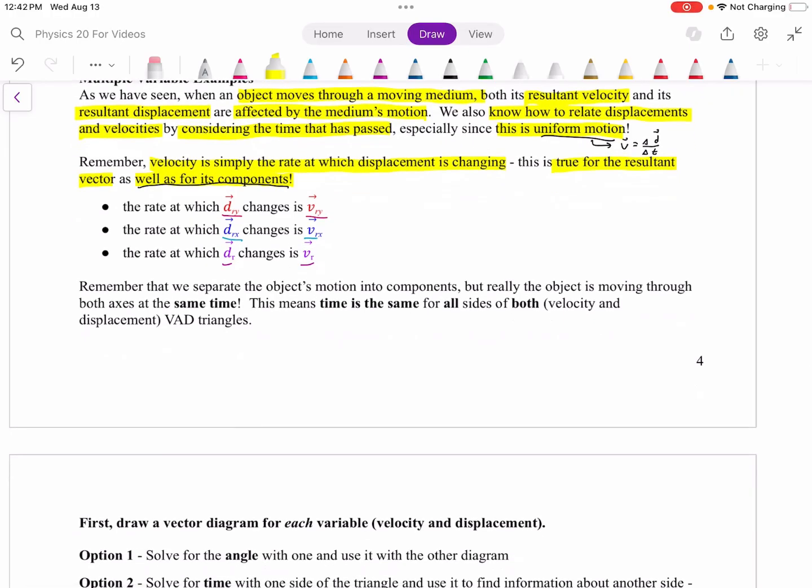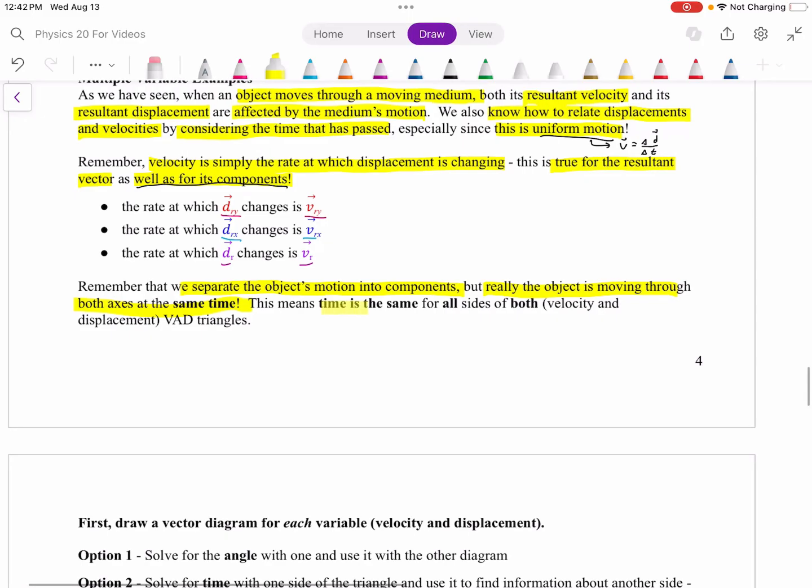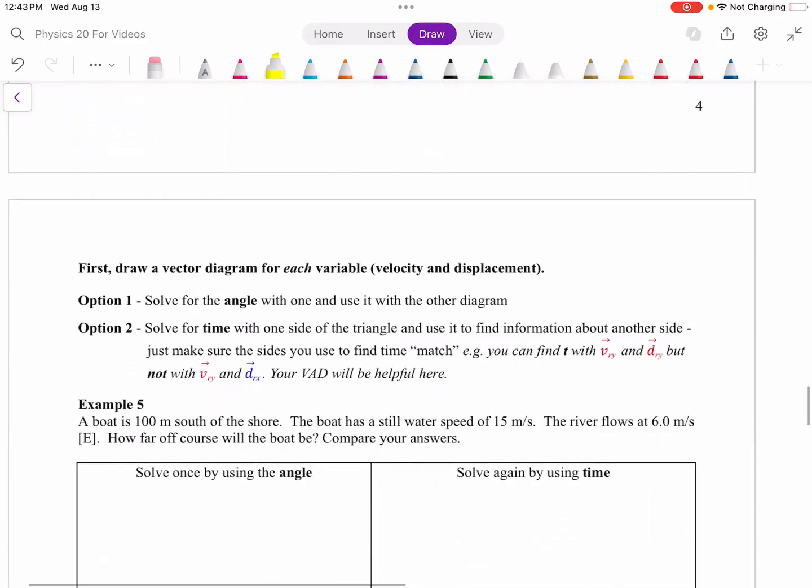And the key thing to recognize here is that, yes, we're separating the object's motion into its components, but really the object is moving through both axes at the same time. It's not like the boat actually split into two separate boats and somehow took a different amount of time to go downstream than to get across in that example we were just looking at, right? So the time is the same for all sides of both VAD triangles, being velocity and displacement. Okay, so all the same steps apply.